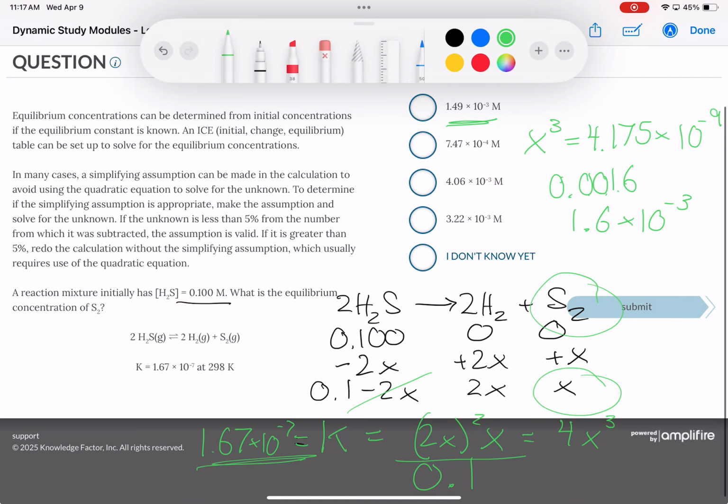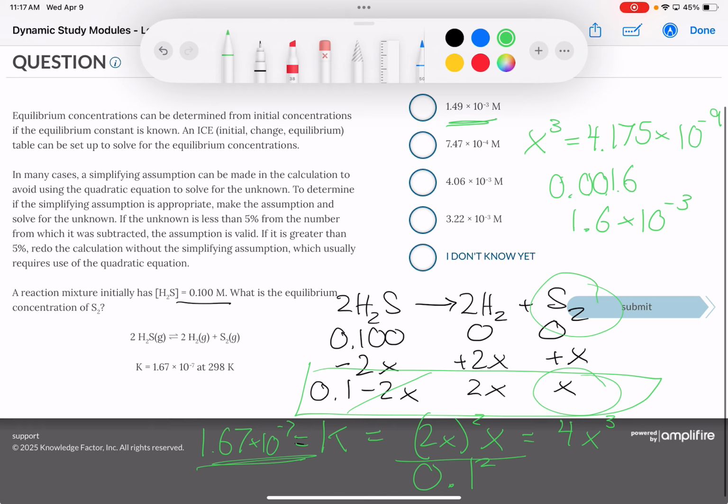No, because when you solve for x, now you go back to these equilibrium concentrations and plug x in there. So S2 would be equal to x. It is asking about S2, right? Yeah, equilibrium concentration of S2. Oh, the 0.1. You're right. You're right. All right, let's look at this and make sure there isn't any other issues. 2x squared over x equals 0.1. I hope that's the only issue.